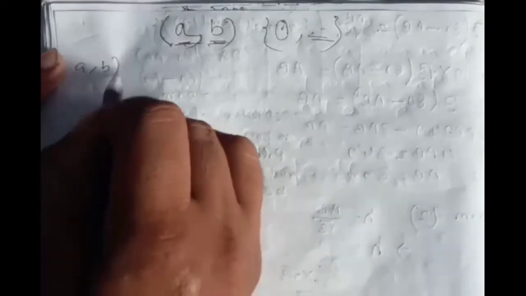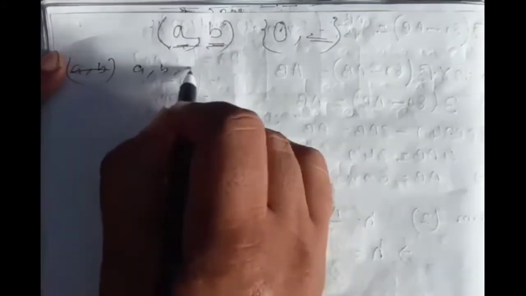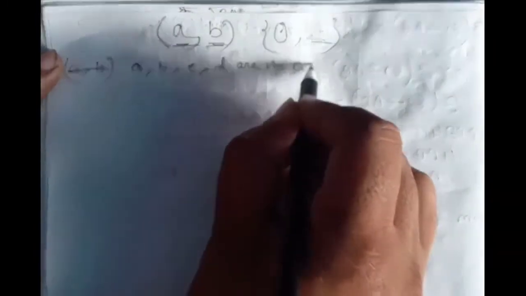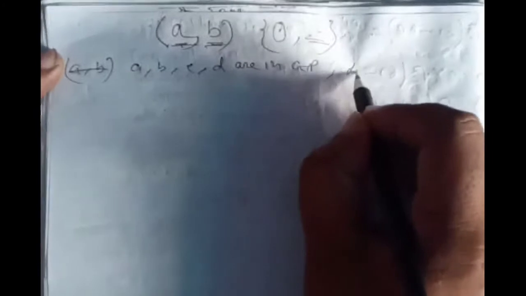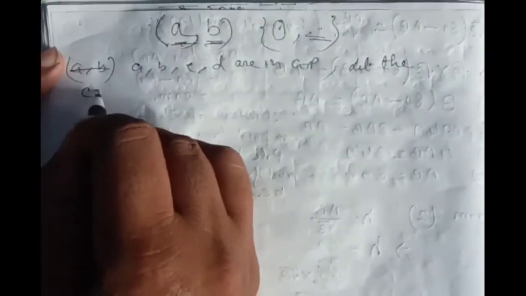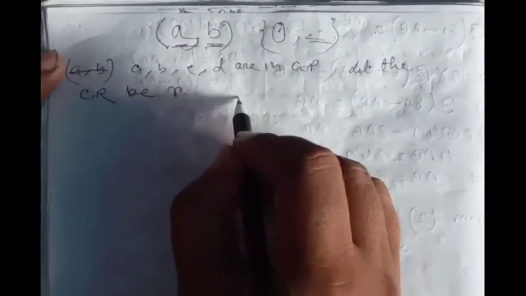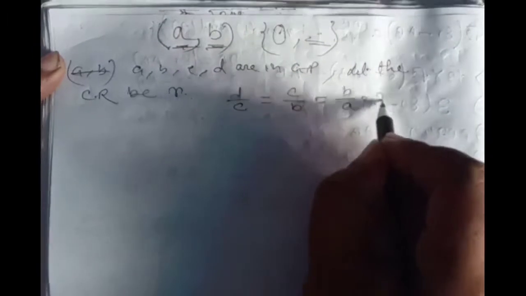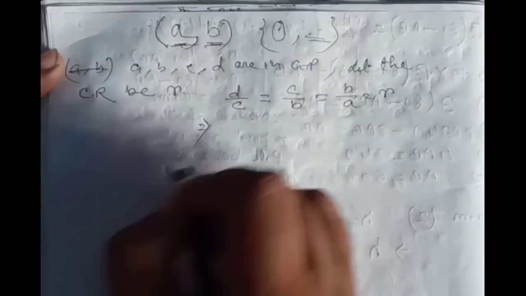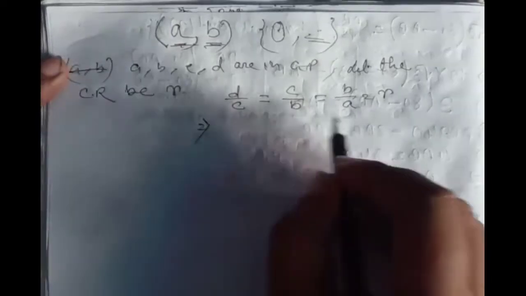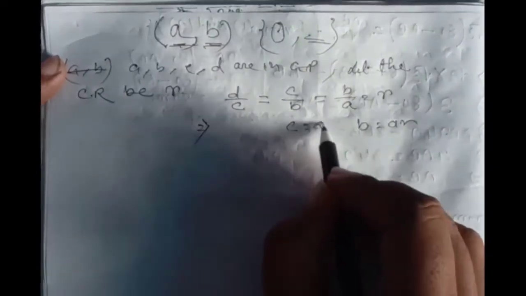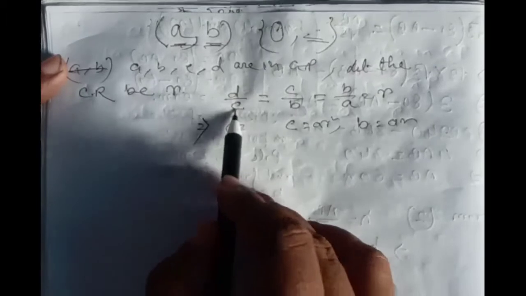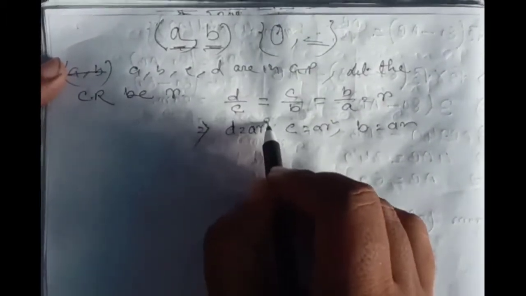A, B, C, D are in GP. Okay, so let the common ratio of the GP series be R. So obviously D by C is equal to C by B is equal to B by A is equal to R. So from here, if we calculate, B is equal to AR, C is equal to BR, meaning AR square, and D is equal to CR, meaning AR cube.